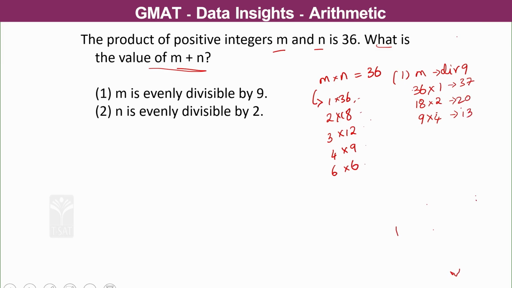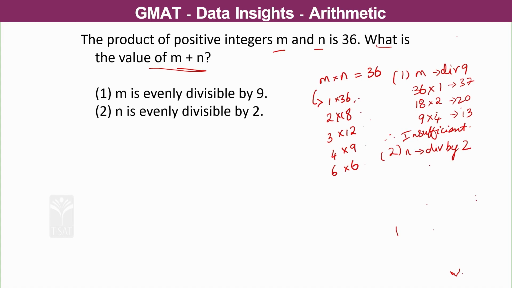Now let's look at what statement 2 is telling us. So statement 1 is giving insufficient information to answer the question. Statement 2 says n is evenly divisible by 2. So n is divisible by 2.